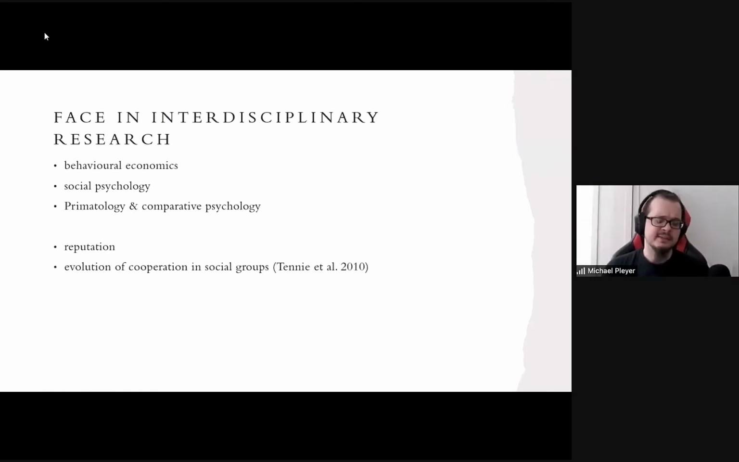Okay, so face is also relevant in other disciplines, including behavior, social psychology, primatology, comparative psychology. And I briefly want to focus on comparative psychology and things in comparative psychology that are related to face. Those are mostly related to the concept of reputation, which is related to the question how cooperation is maintained within a social group and is treated in the concept of the evolution of cooperation in social groups. Next slide.